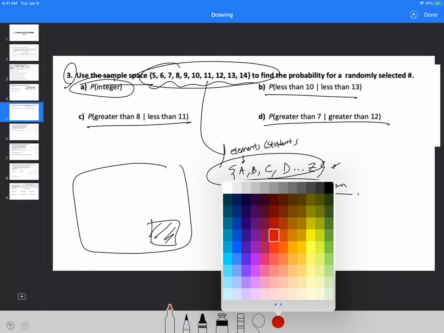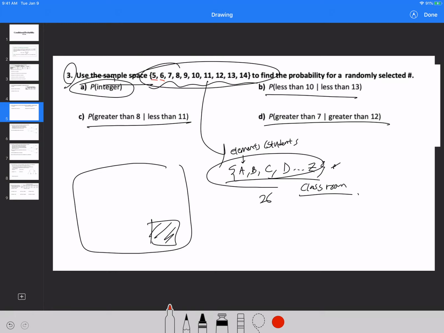So now what I want to do is count how many elements there are. 5, 6, 7, 8, 9, 10, 11, 12, 13, 14. So that's a total of how many numbers? That's going to be a total of 10 numbers. Okay? All right, so out of these 10 numbers, how many of them are integers?